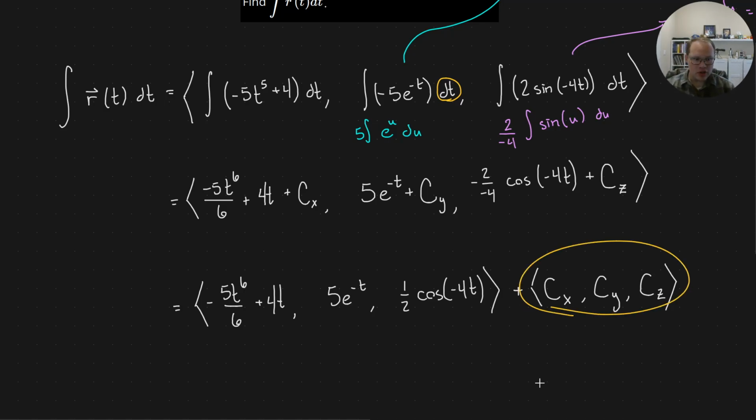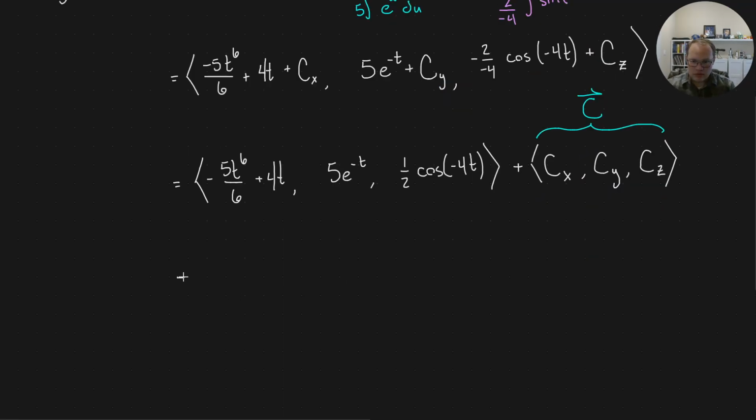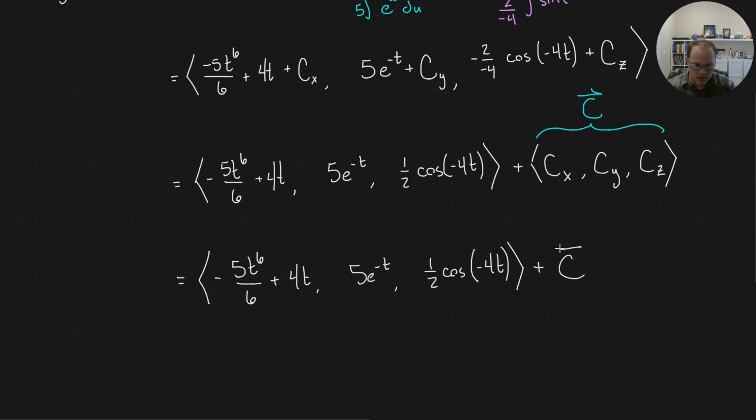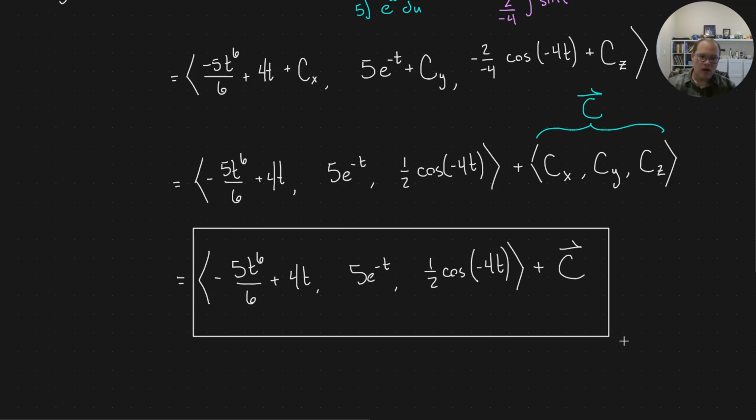So each term gets its constant. And so I can call this vector of constants just a constant vector. Instead of having each component add a c, it's easier to just at the end add one big vector of constants. So this stays the same: negative 5t to the 6 over 6 plus 4t, comma 5e to the negative t, comma 1 over 2 cosine of negative 4t, plus a vector of constants. And that is the indefinite integral of the vector valued function.